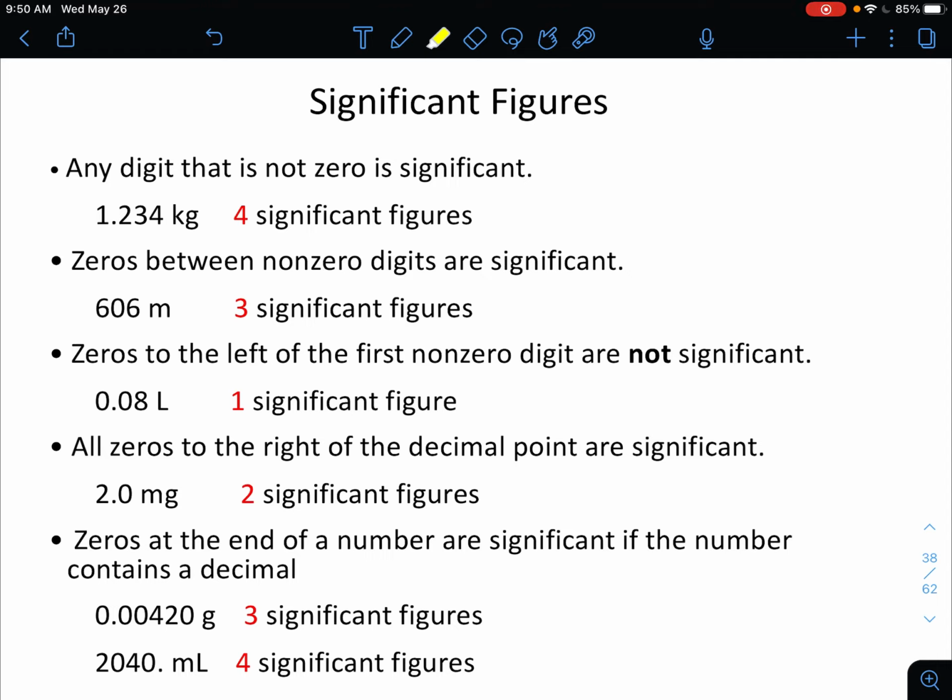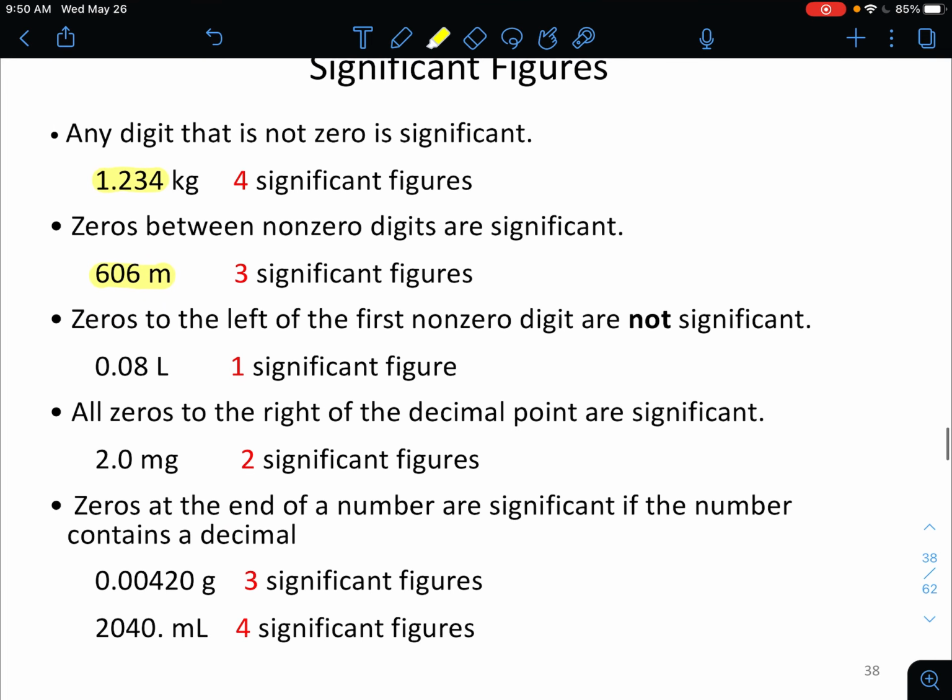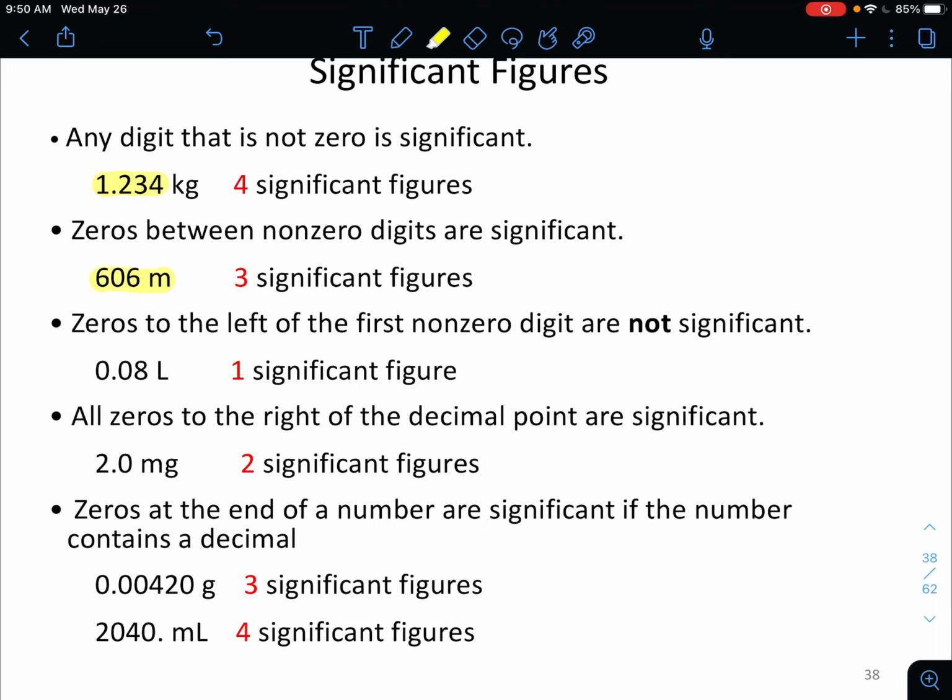Any digit that is not zero is significant, so 1.234 kilograms, that would be four significant figures. Zeros between non-zero digits are significant, so 606, all three of those count. Zeros to the left of the first non-zero digit are not significant. So there's only one significant figure in 0.08. Those are just placeholders, right? They're telling us where to start counting from. So that would be the only significant figure.